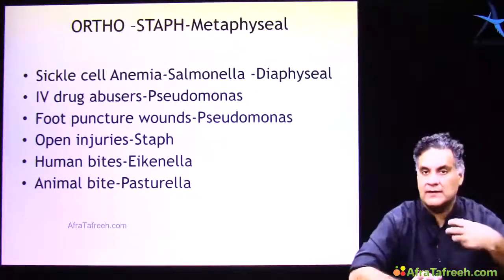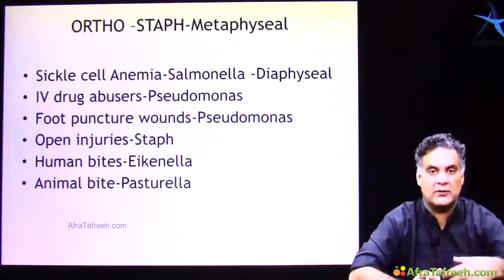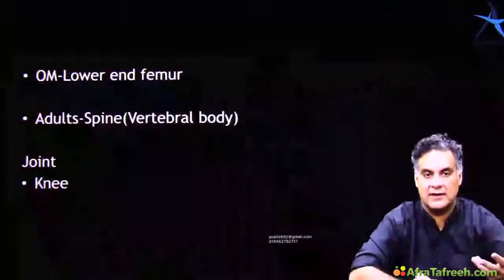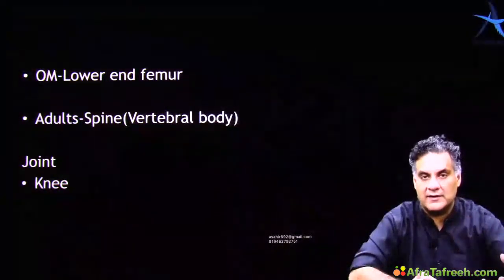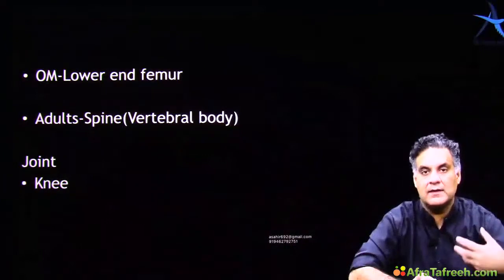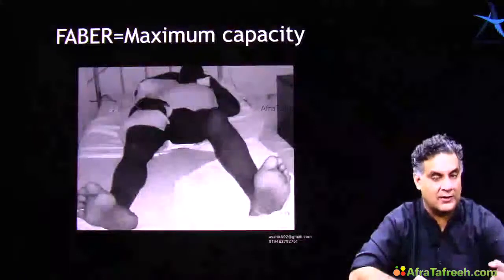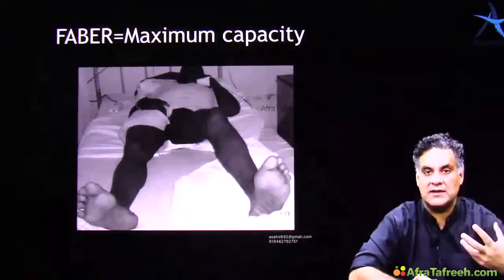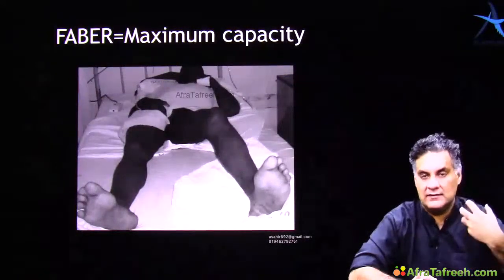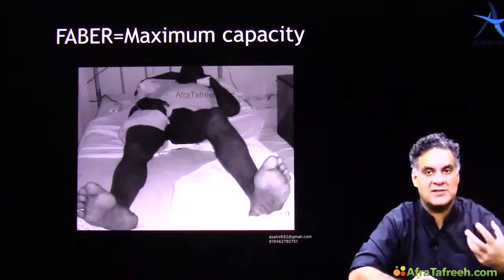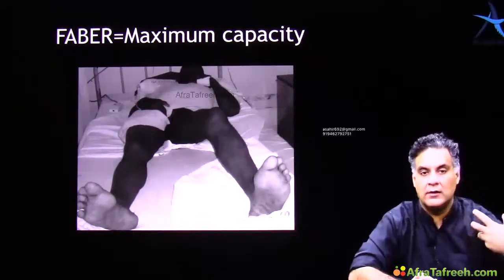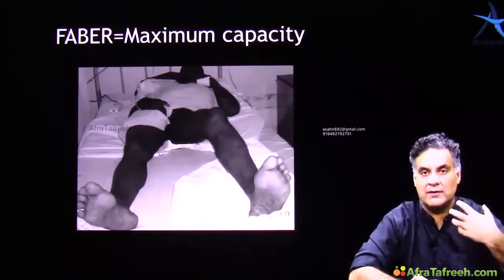Also remember that in sickle cell anemia, the Salmonella can cause multifocal osteomyelitis, which can involve different areas of the body. The most common area affected in osteomyelitis is the lower end of femur. In adults it is the vertebral body. And if they talk about the joints, the knee is the commonest affected joint. Coming to the position that a joint can attain in the lower limbs, FABER, which is flexion, abduction, extension of the lower limb, and that's the position in which the hip has more capacity.